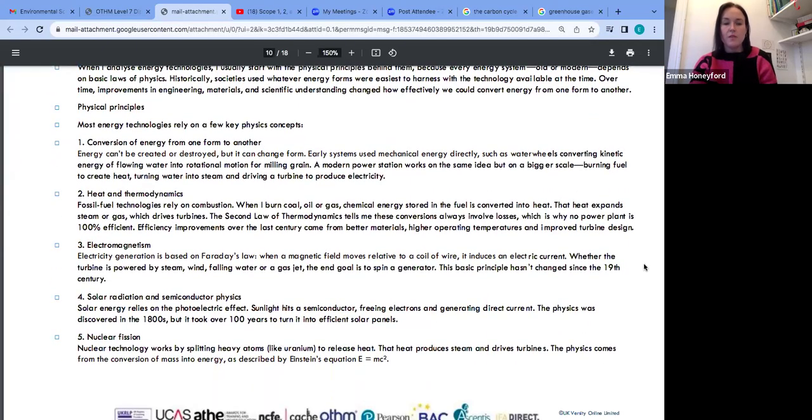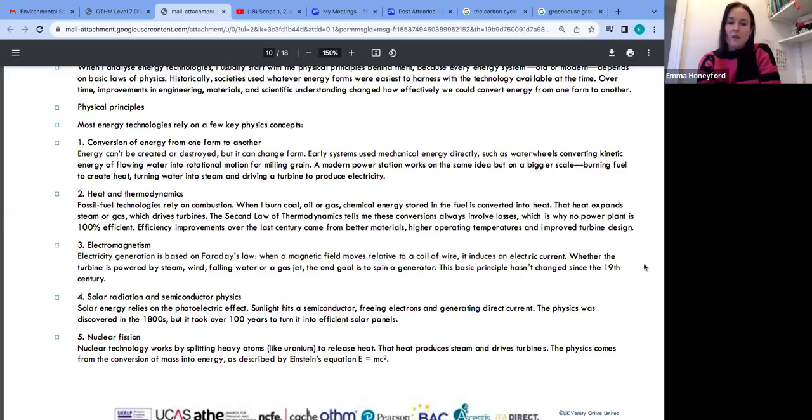Section 4 is all around solar radiation and semiconductor physics. Solar energy relies on the photoelectric effect. Sunlight hits a semiconductor, freeing electrons and generating direct current. This physics was discovered in the 1800s, but took over 100 years to turn into efficient solar panels.